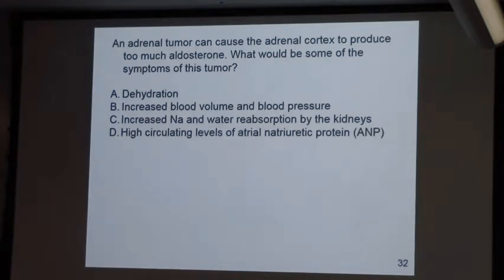Okay, here's a tumor question. Adrenal tumor. This isn't a pituitary tumor, this is an adrenal tumor. Adrenal adenoma is usually what it is. It can cause the adrenal cortex to produce too much aldosterone, an aldosterone-producing tumor. Obviously not normal. What would be some of the symptoms of this tumor, adenoma?